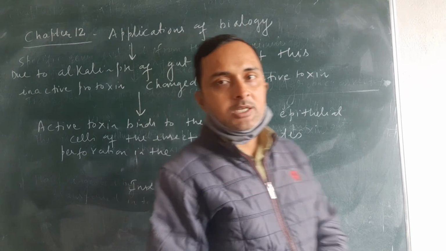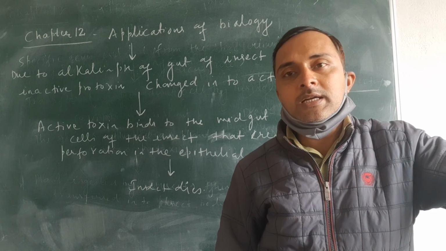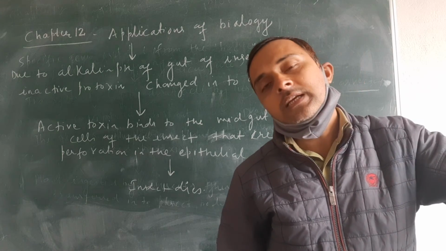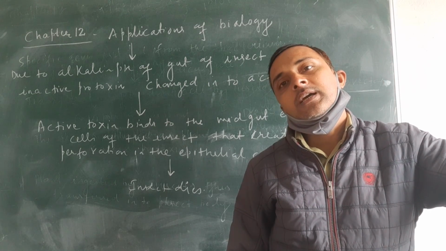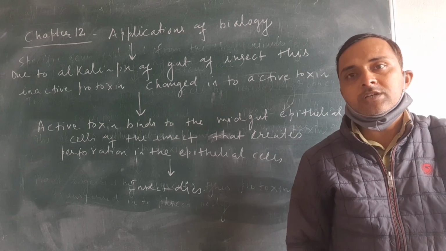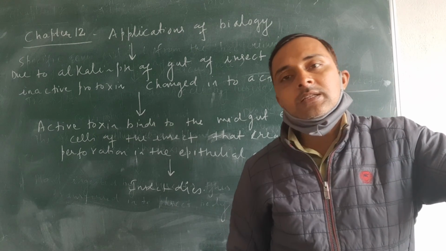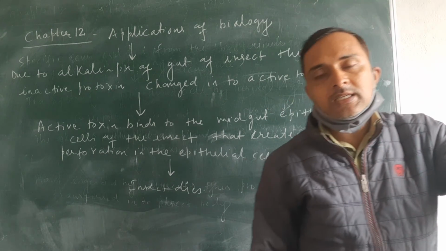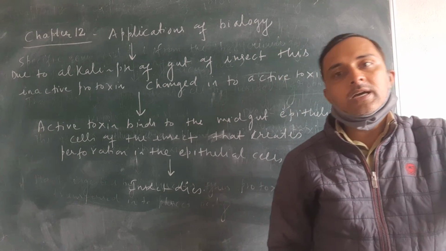So what are the steps? In step 1, the specific gene is isolated from the bacterium and transferred into the plant cell by using Agrobacterium as vector. When this gene is transferred into the plant cell, it synthesizes an inactive toxin known as protoxin. When the same plant is ingested by the insect, this protoxin is transferred into the insect body, and due to the alkaline pH of the insect midgut, it is changed into active toxin. This active toxin binds to the midgut epithelial cells, creating perforations in the epithelium, and finally the insect cannot survive.